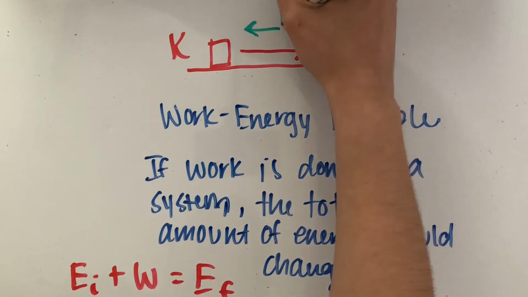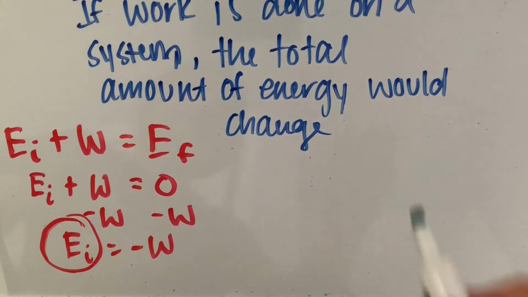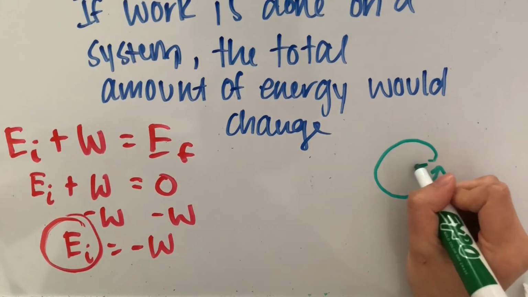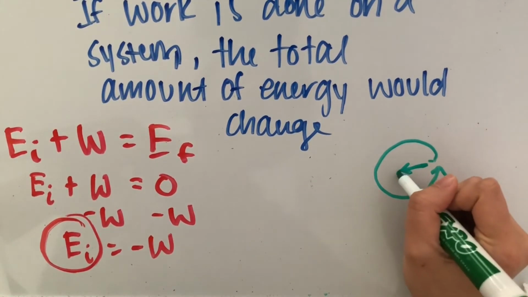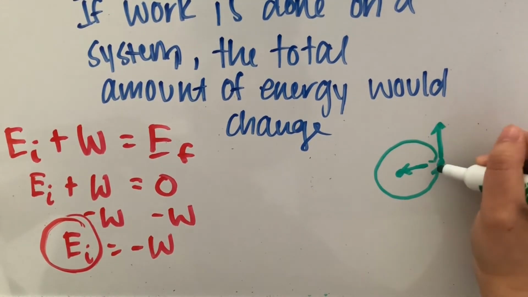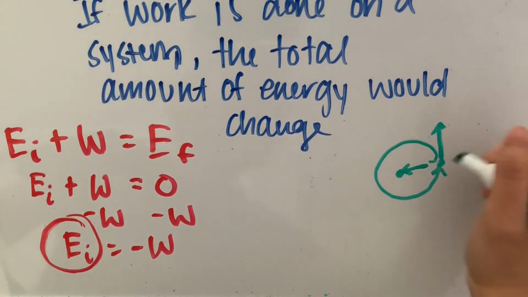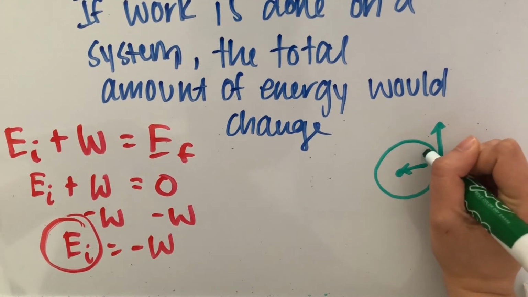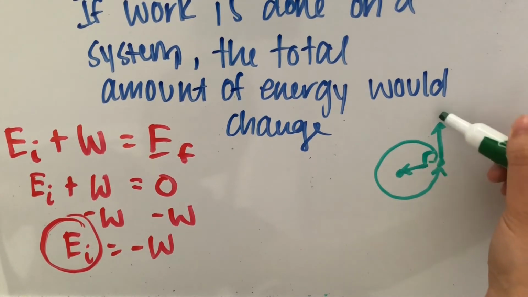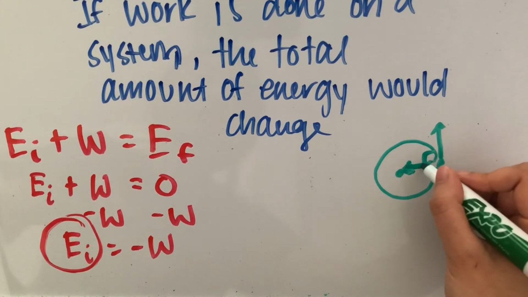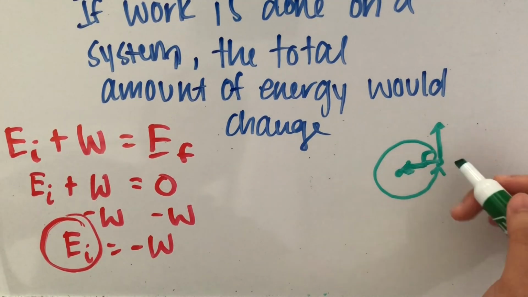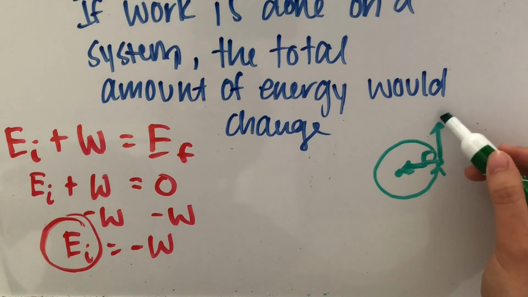So work is parallel. That means an object in circular motion does not experience any work by the centripetal force, because the centripetal force always points to the center, and the object's velocity is going in a direction that's tangential to the circle. That means the angle between these two vectors is going to be a right angle, or 90 degrees. And because they are perpendicular to each other, the centripetal force does no work on the object that's moving around in a circle, because work must be done in a direction that's parallel to the object's motion.